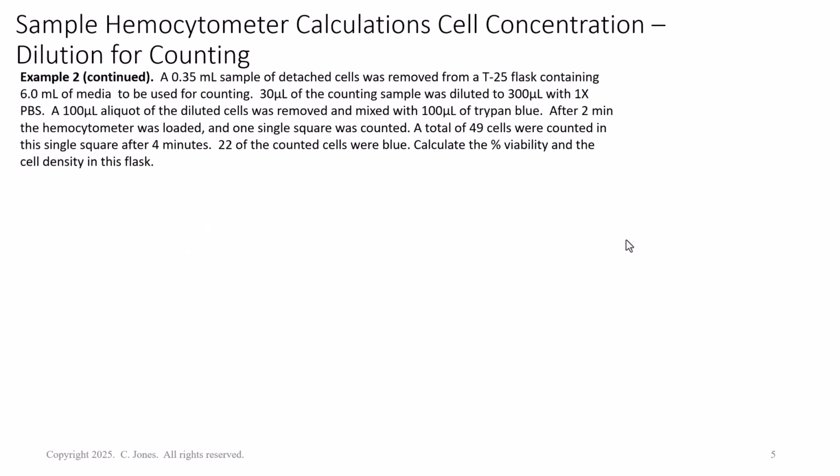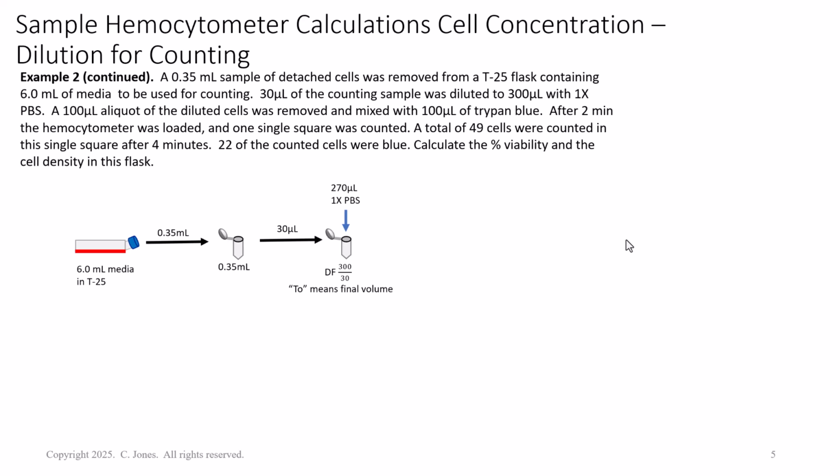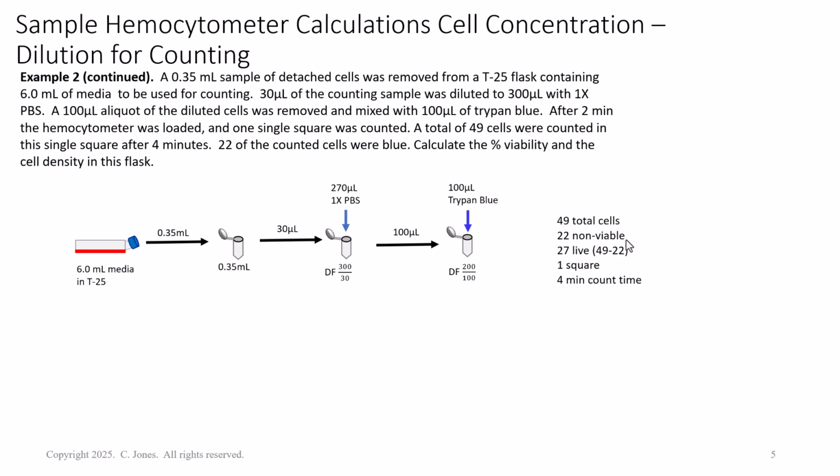All right, let's calculate then the cell density, right? Same thing here. 6 mils of media in the T25. We removed a 0.35 mil aliquot, right? Instead of my normal 0.5. We took 30 microliters of that cell suspension, diluted it with 270 of PBS to give us our dilution factor of 300 over 30. And then we took 100 microliters of the PBS diluted cells, mixed them with 100 microliters of trypan blue to give us 200 over 100 as our second dilution factor.